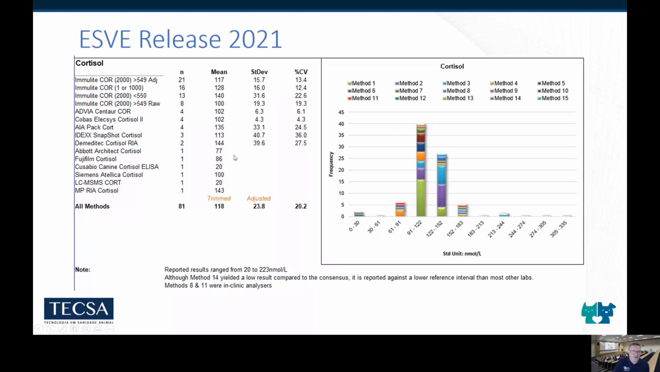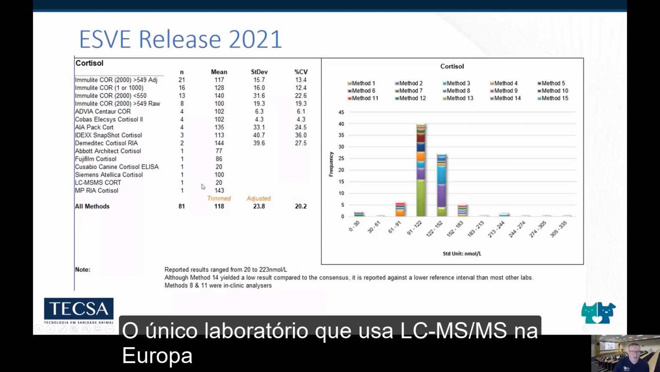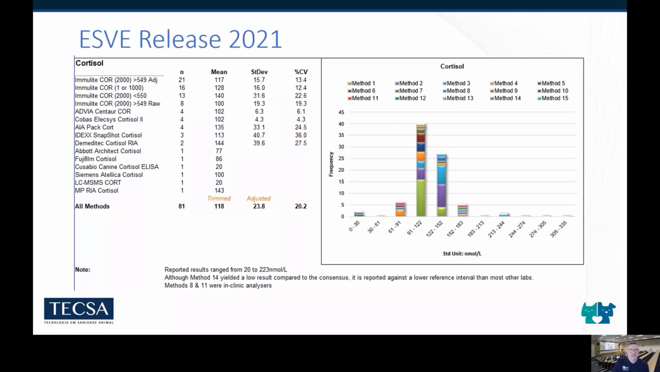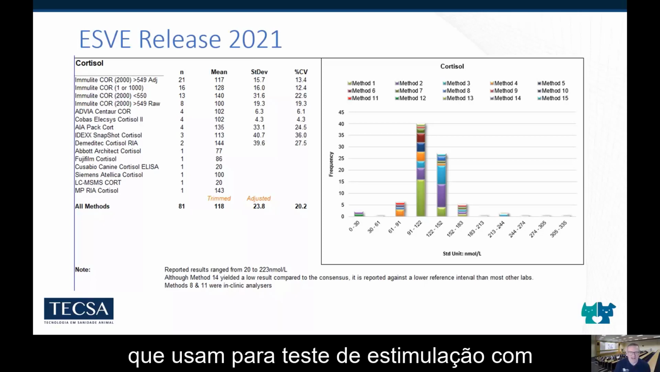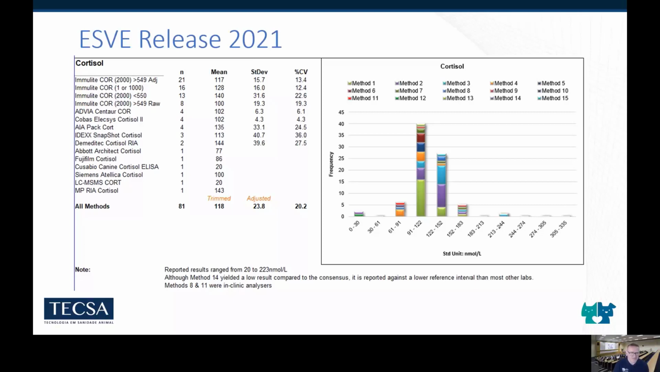We've also got quite a range of results. Some analyzers are generating much lower values. The only lab that uses LC-MS/MS in Europe generates a very much lower value for this sample, and it's okay that all these labs generate their own cortisol values, but what that is going to have to mean is that the interpretive cutoffs that they use for their ACTH stimulation tests and the low-dose dexamethasone suppression tests really should all be a little bit different, and I'm not convinced that they are.